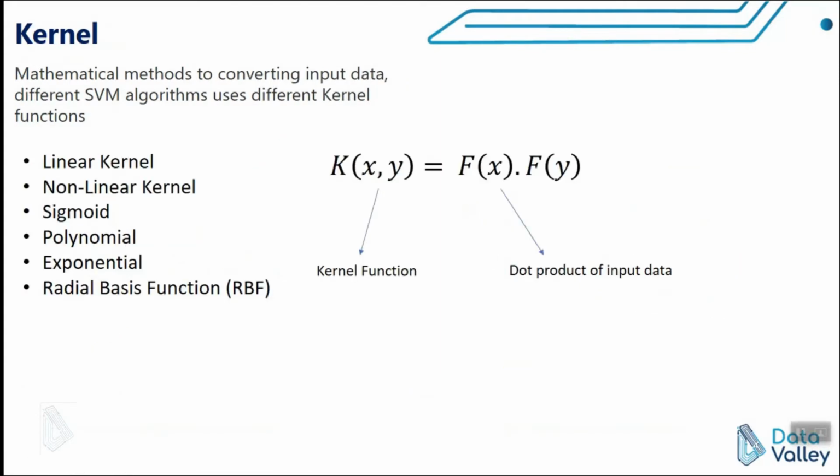Kernel. Kernel is the equation or the mathematical function that will transform our data from its original state to another state that may let our data be separated by a line or a hyperplane. So we have many kernel functions that we can use. We can use linear kernels, we can use nonlinear kernels, we can use sigmoid, polynomial, exponential, and RBF. RBF is a very famous kernel function.